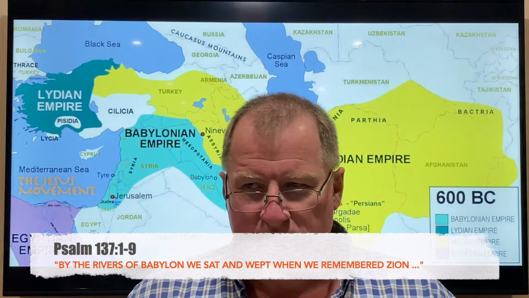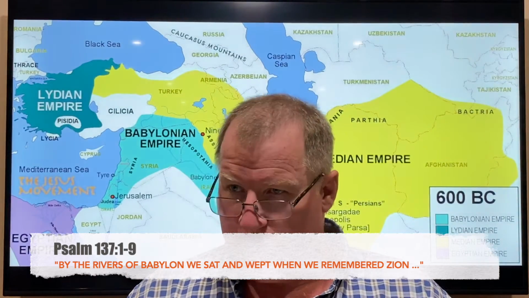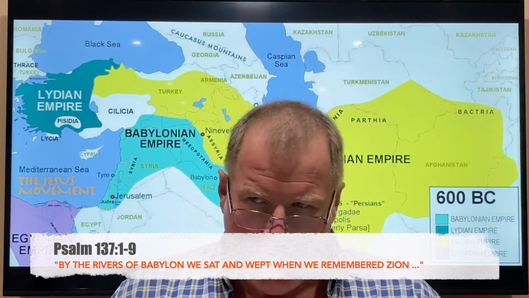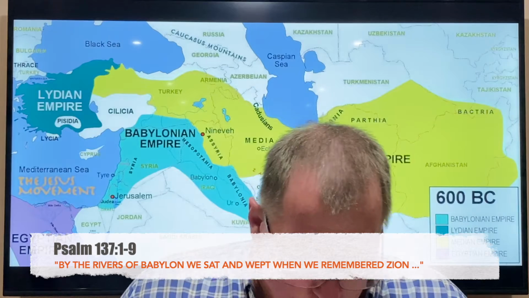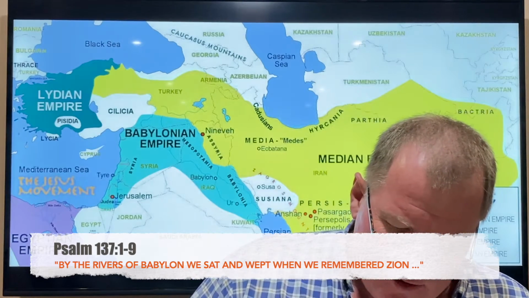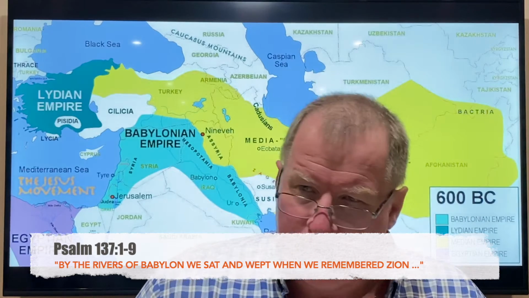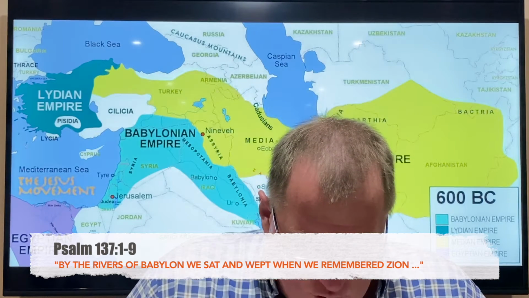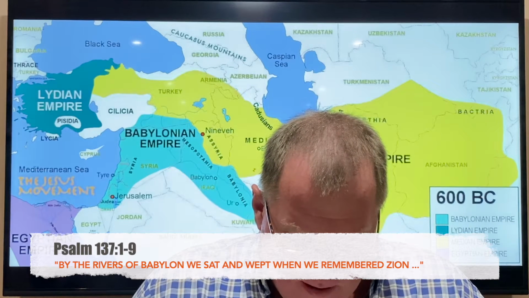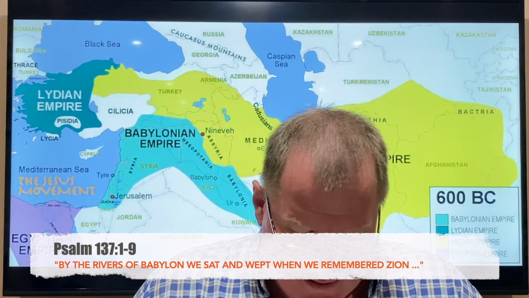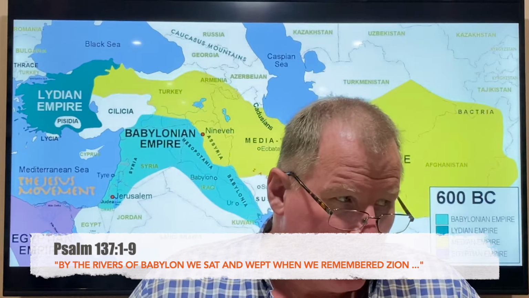And so from this we can get the picture of how the exiles are feeling. They've been exiled from Jerusalem. It's their home and they're missing their home. It reads on, "Remember, O Lord, what the Edomites did on the day Jerusalem fell. 'Tear it down,' they cried, 'tear it down to its foundations.' O daughter of Babylon, doomed to destruction, happy is he who repays you for what you have done to us, he who seizes your infants and dashes them against the rocks."